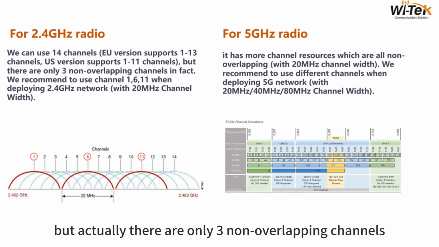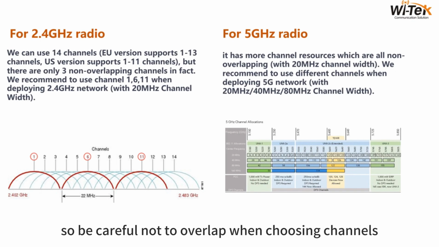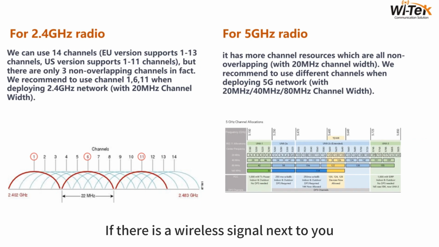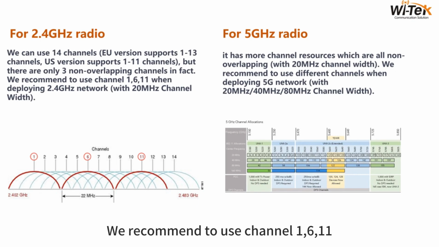But actually, there are only 3 non-overlapping channels. There will be no interference if they don't overlap, so be careful not to overlap when choosing channels. If there is a wireless signal next to you, choose a channel separated from that signal. We recommend using channels 1, 6, 11. Channel width is 20 MHz when deploying a 2.4 GHz network.